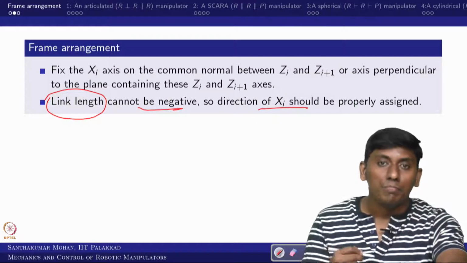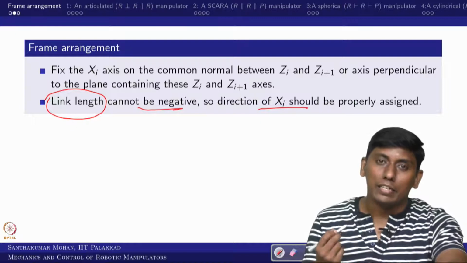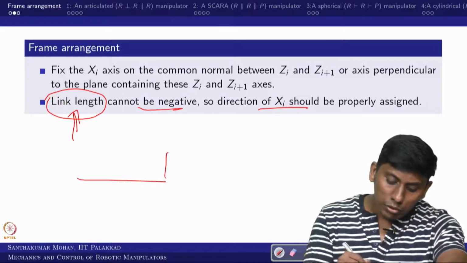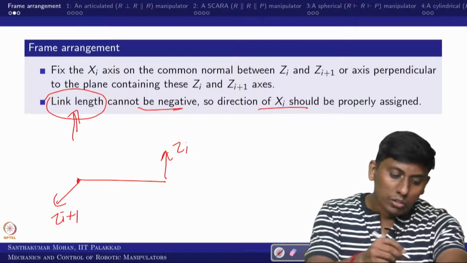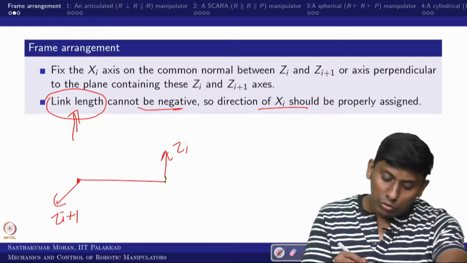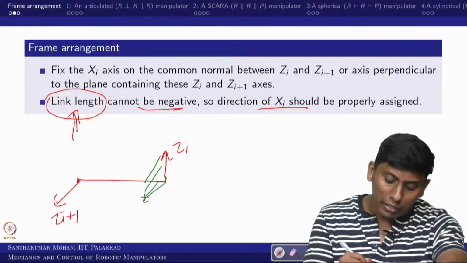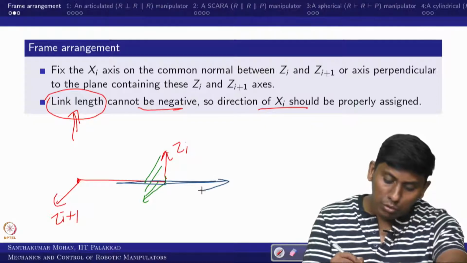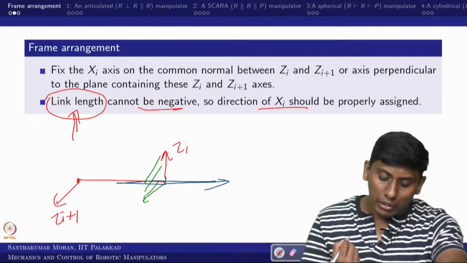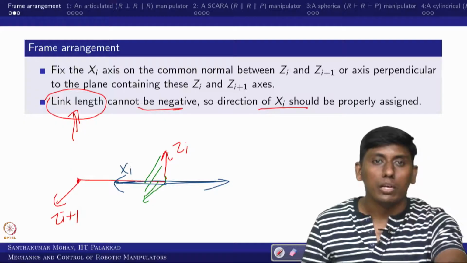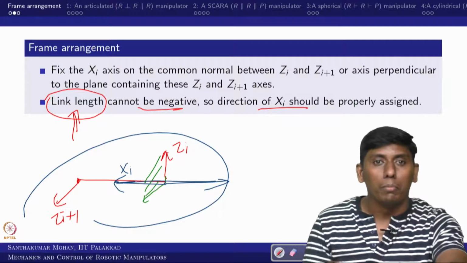So xi is always assigned in such a way that the link length is considered positive. For example, this is zi and you have zi plus 1 here. What is the choice of xi? It is perpendicular to the plane containing them. What would be the plane? This is the plane containing them. What would be the direction of xi? Either this side or this side. Since the link length is supposed to be positive, you fix xi this way. This is what this particular rule is all about.